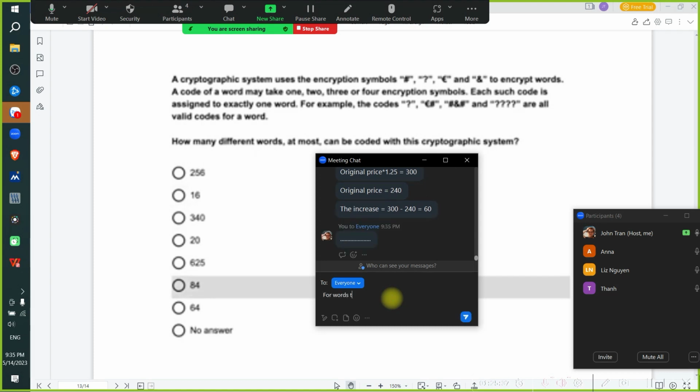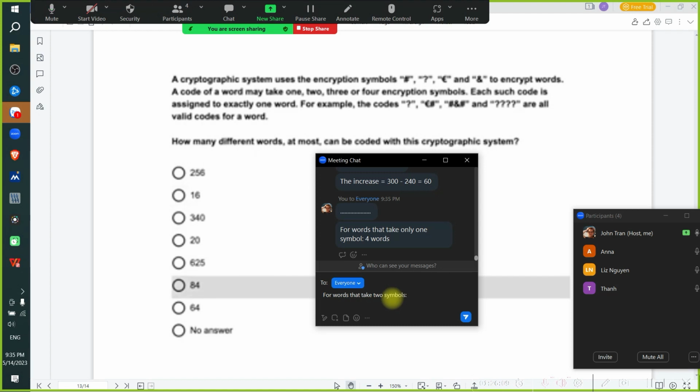For words that take only one symbol. For words, right? Cho những cái từ mà nó chỉ có một cái ký hiệu thôi á thì nó có thể là thăng, hỏi, dấu euro hoặc là chữ và thôi, đúng không các bạn? Tức là ra là 4 từ đúng không mọi người? Yeah. Okay, for words that take two symbol, how about that?